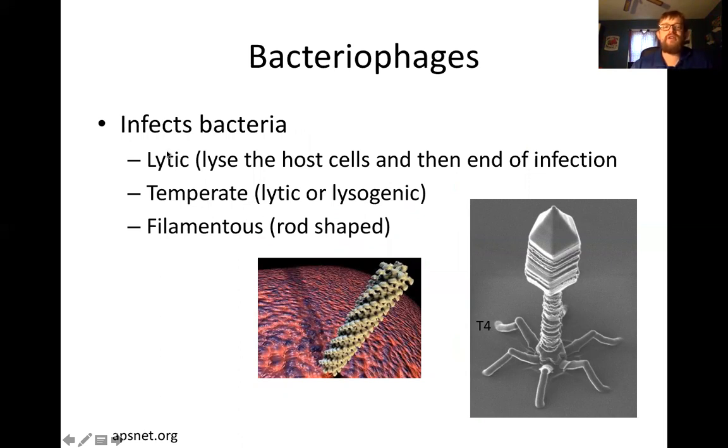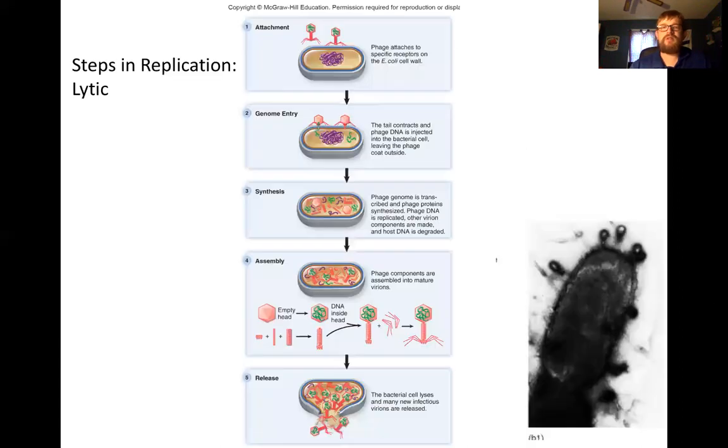You have bacteriophages that are lytic. So think lytic, lice. They cause the host cell to essentially burst open at the end of the infection cycle. Temperate bacteriophages are capable of a lytic or lysogenic cycle, and you'll see what that looks like in just a second. And then filamentous bacteriophages cause a unique infection cycle that we'll go over in just a second.